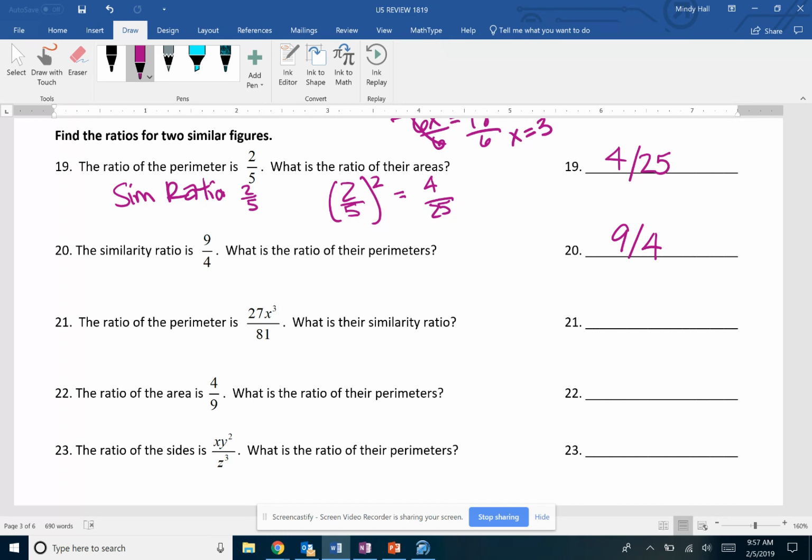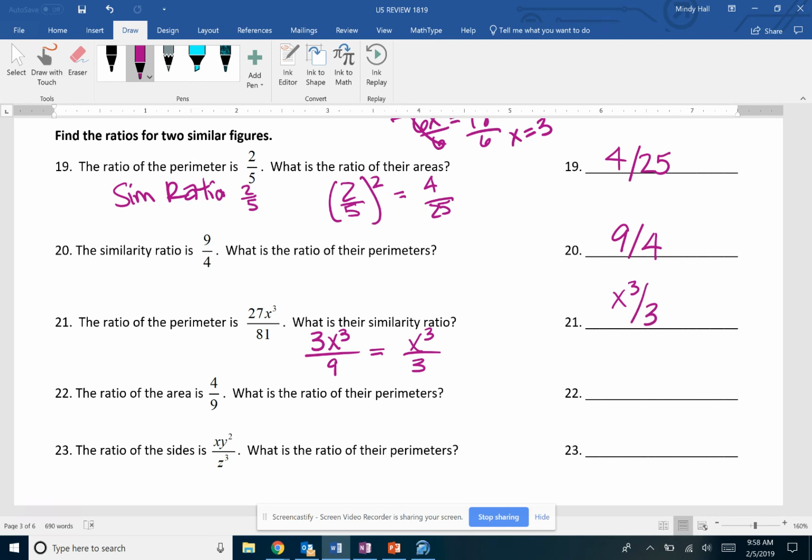Number 21, the ratio of their perimeter is 27x cubed over 81. What is their similarity ratio? These would be the same thing. Personally, I noticed that 27 and 81 have 9 in common, so I would simplify the fraction a little bit. So 27 divided by 9 is 3, and 81 divided by 9 is 9. Oh, look at that. I can simplify it even more. So then we'd have x cubed over 3.